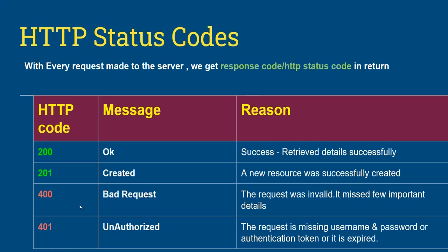Whenever a client sends a wrong request, for example, if we miss any important details like query parameters when we hit that URL, it will send you back 400 as the HTTP error code, and the message is bad request. Message here means the HTTP status message.